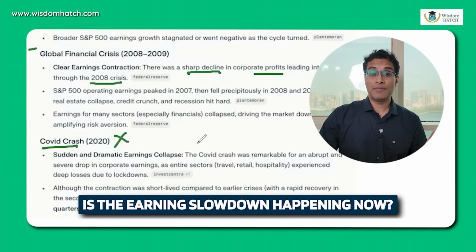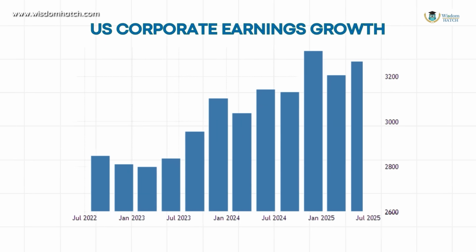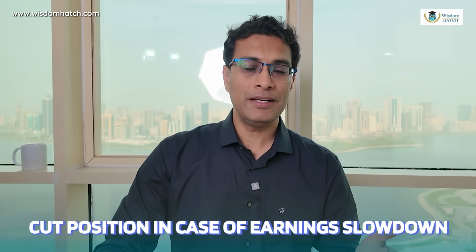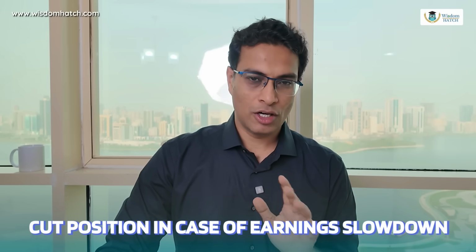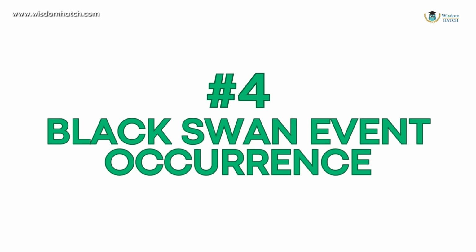Is an earnings slowdown happening right now? No. There is no corporate earnings slowdown happening as of now. It can very well happen in the next few quarters, I don't know. But as of now, no. So whenever we get a very clear indication that an earnings slowdown is really happening, then I would definitely cut a lot more positions. Which brings us to the fourth indicator, which is an unpredictable indicator.